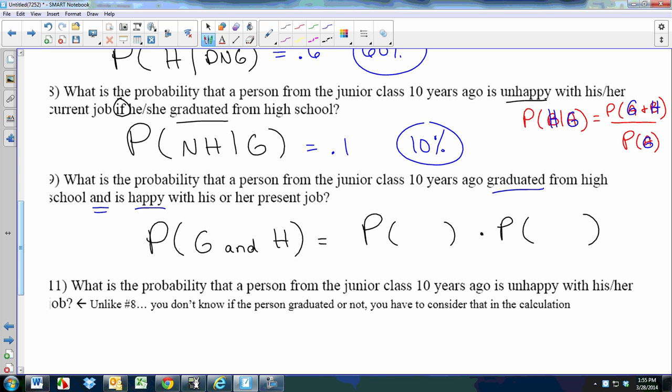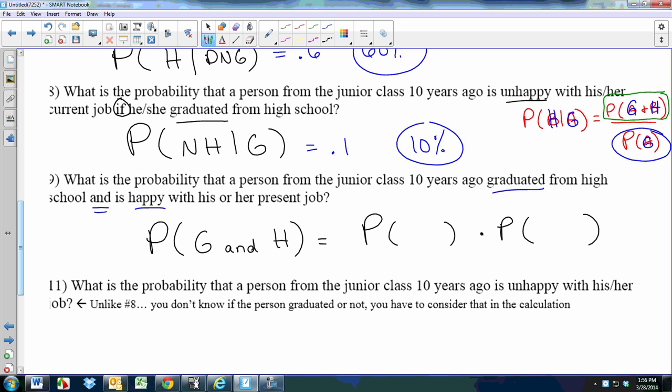Now we get a different color. Which of those three probabilities are we trying to find here? The G and H. We're trying to find this one. So how do you solve this algebraic little expression for what I just circled?